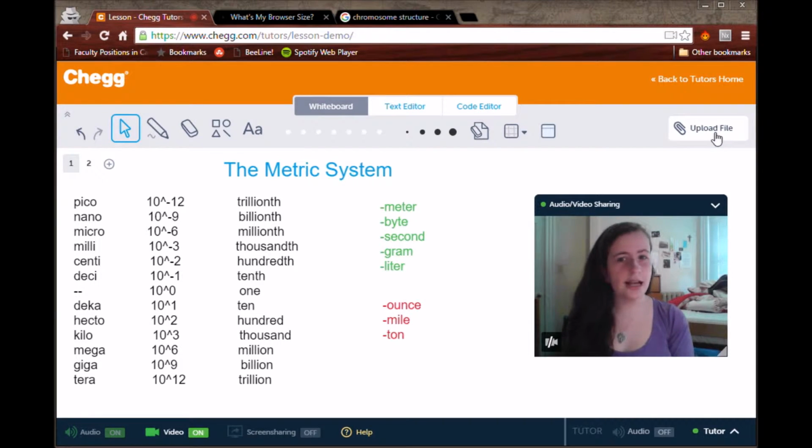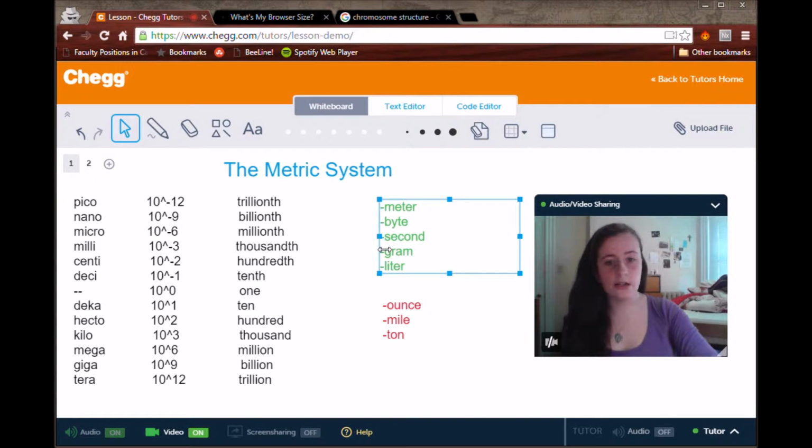But that's not as easy for converting from one to the other, which is why the metric system is popular in the majority of the world and is also used by scientists, including scientists in the US. So like I said a second ago, popular units of measurement in the metric system are things like the meter for length, the byte for computer things, seconds for time, grams for weight, and then liters for volume.